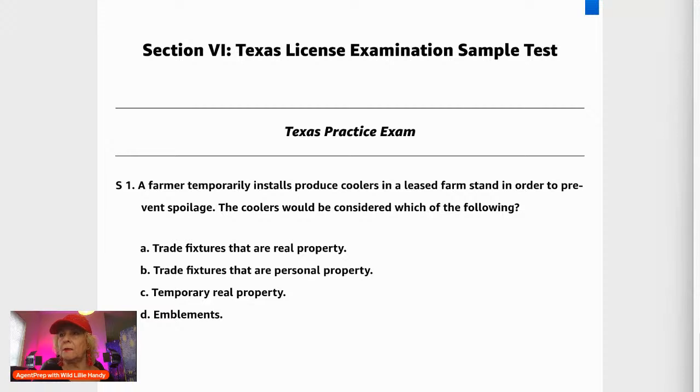Anybody else? And Cindy says B. Okay, good. And yes, the answer is B. They are trade fixtures that are personal property. They can take them with them.